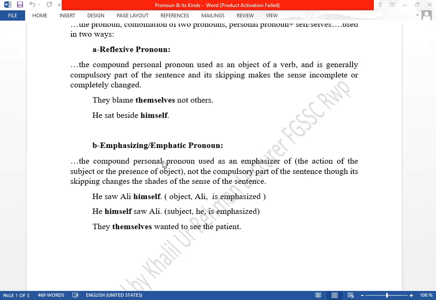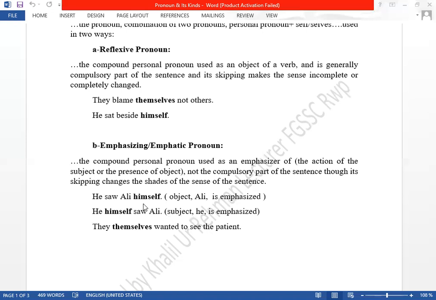They are not the compulsory part. Their skipping changes the shades of the meaning, but the sentences are complete even without them. In reflexive cases, the sentences won't be complete without them, so they are the compulsory part when compound personal pronouns are used as reflexive pronouns. When they are used as emphasizing pronouns, they are not the compulsory part. Without them, the sense of the sentence is still conveyed, but the shades of meaning are changed.